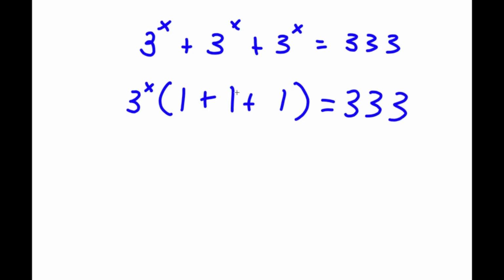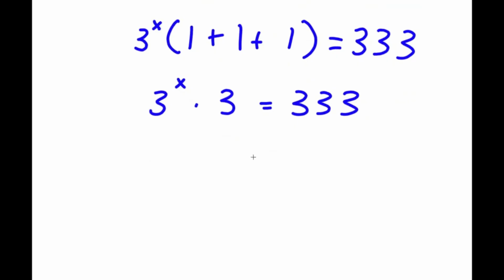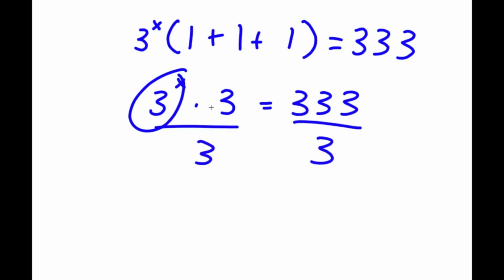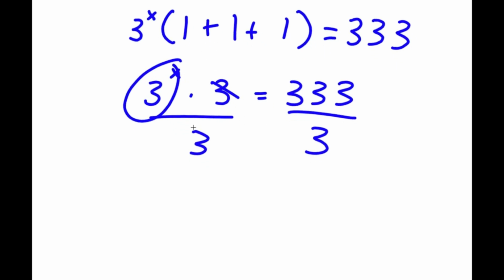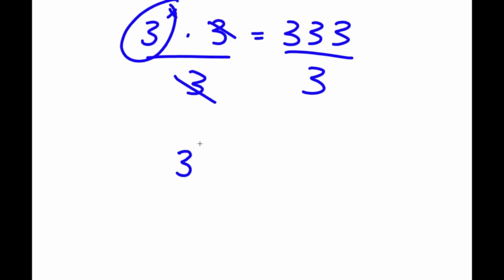Now, if I add what's in the parentheses, I get 3. So now I have 3 to the power of x times 3 is equal to 333. So now I obviously want to isolate 3 to the power of x because this is the term that has the variable x that we're solving for. So I want to try to find a way to get rid of this 3. So to do that, I'm going to divide both sides by 3. Now, these two 3's simply cancel out, and I'll be left with 3 to the power of x is equal to 333 divided by 3, which is 111.